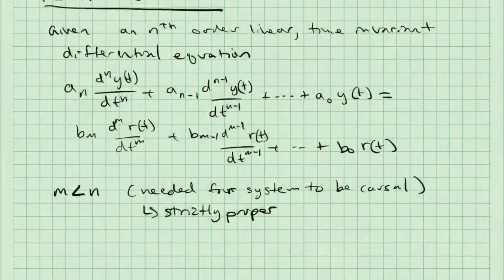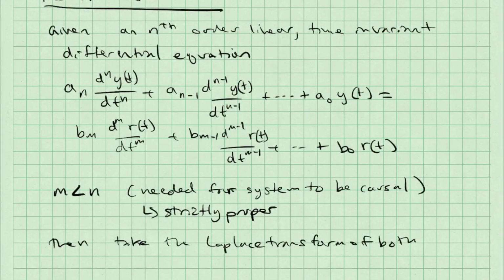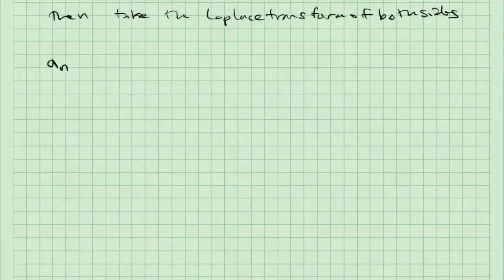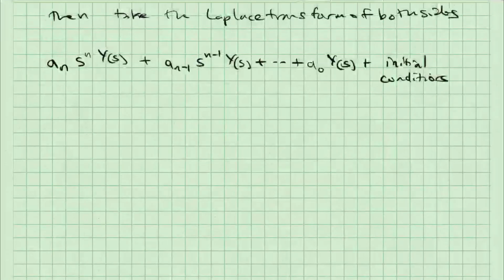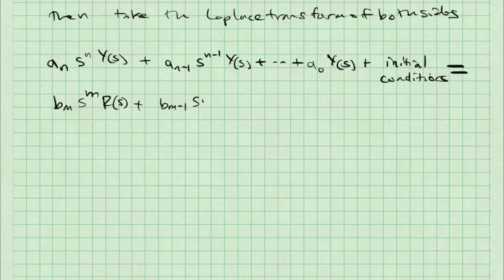Then to further develop this, I'll take the Laplace transform of both sides. What I get is a sub n multiplied by s to the power n y of s plus a sub n minus 1 s to the power n minus 1 y of s plus continuing down to a naught y of s plus initial conditions as the result of this derivative. On the other side, I'll have something similar. I'll have b sub m s to the power m r of s plus b sub m minus 1 s to the m minus 1 power times r of s, and so on, including some initial conditions.